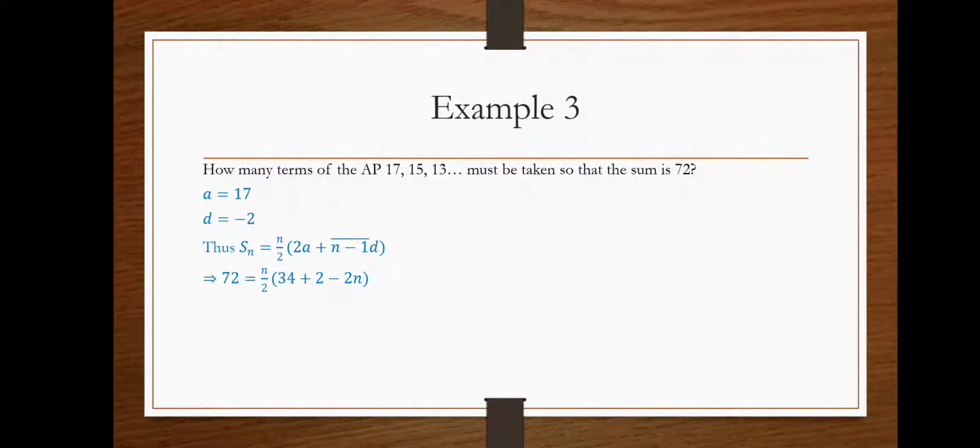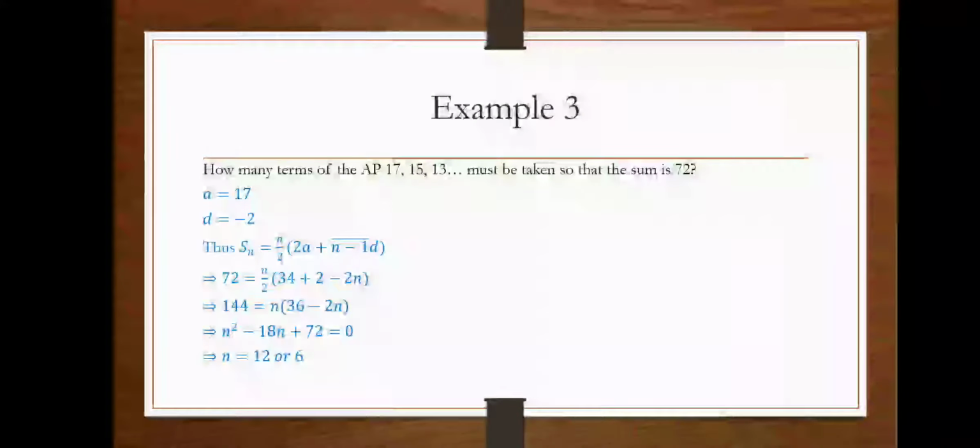If we go on solving this, we get a quadratic equation. We get the value of n to be 12 or 6. Now why the two values? Because as it is a decreasing AP, after a certain number of terms negative terms will come. That negative term will in fact balance the positive terms that we have got. So after certain negative terms, the sum is again going to come back to 72. Right?